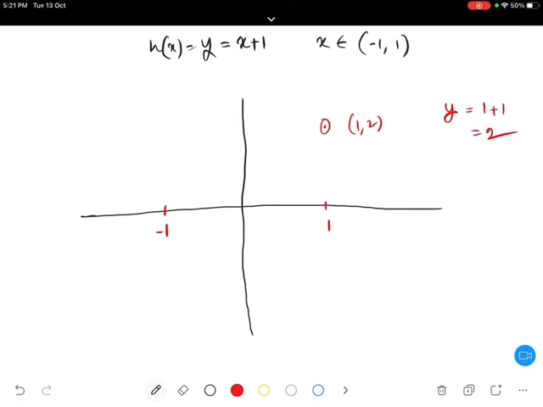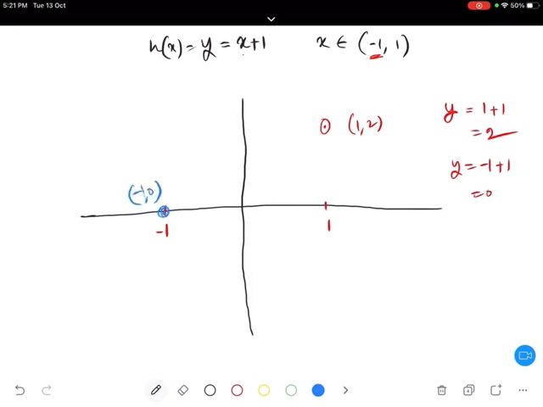Now another one. Now x is -1. Now put x equal to -1 in here. What is the value of y? -1 plus 1, so y is 0, right? So now the other point is this one. So this one is (-1, 0). This is the other point, right?